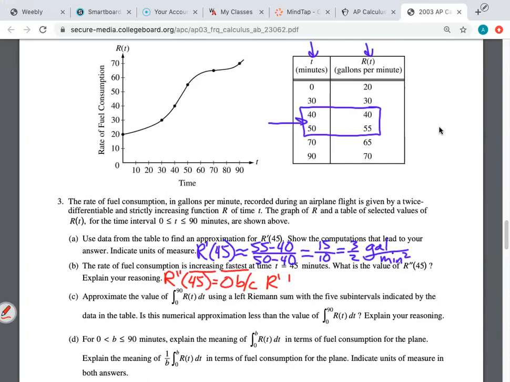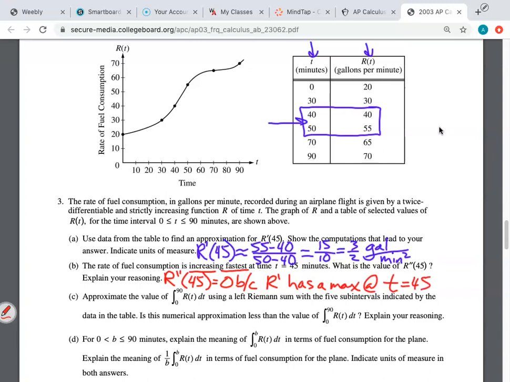r prime has, it would actually be an absolute max. I'm just going to say a max at t equals 45.